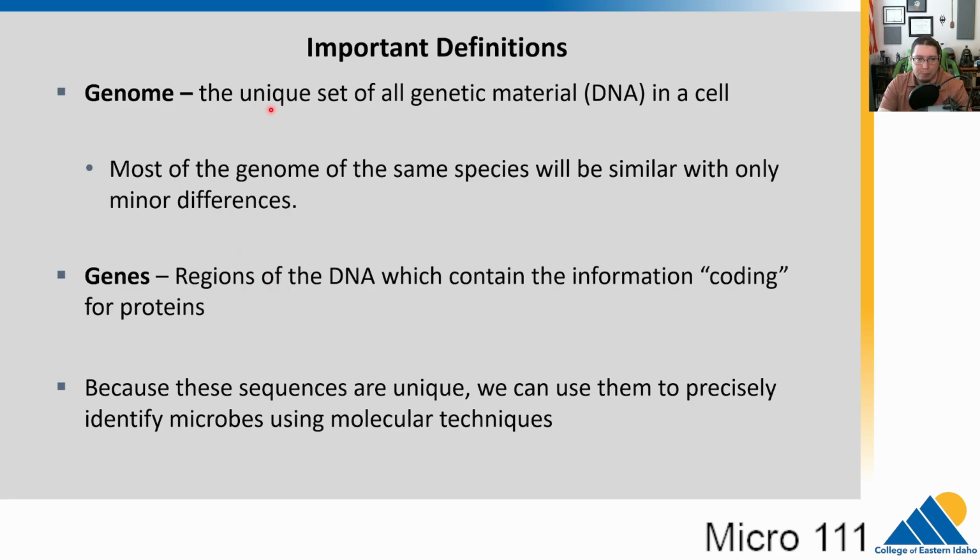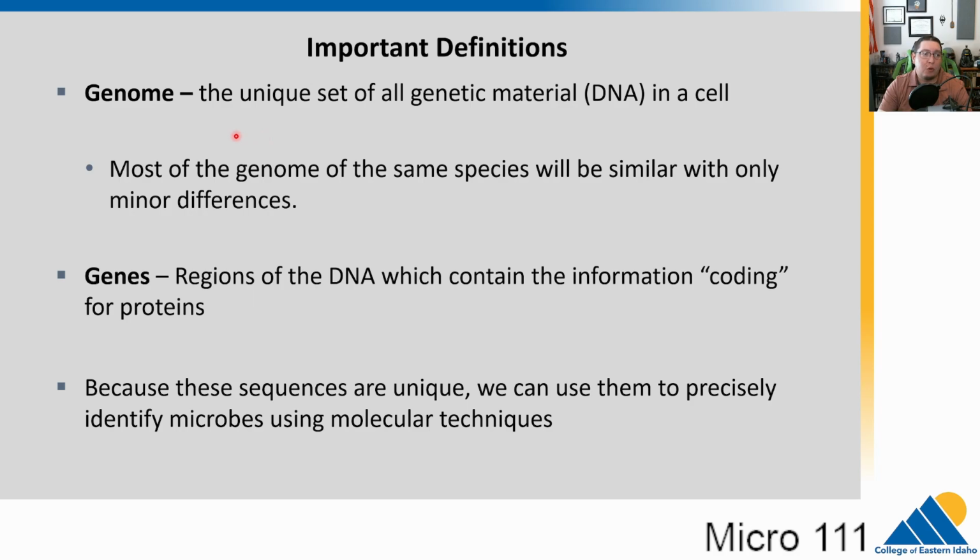So we need to talk about some important definitions that are going to be key throughout this chapter and the next section as well. We need to talk about this term, the genome. You've probably heard the term genome, but it has a very specific definition. The genome is the unique set of all genetic material, the DNA, in a cell. So in your cells, you have your chromosomes that are all there.